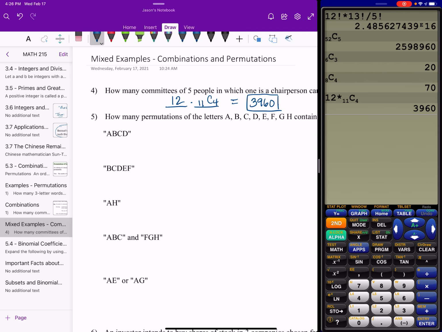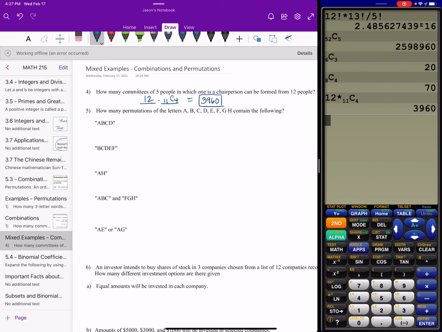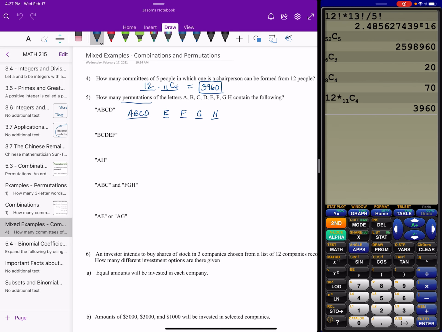So now let's look at picking letters. So we're picking from the letters A through H, and we want to know how many permutations of the letters, so right there that tells us we're going to be using the P notation quite a bit, contain the following. So we want to make sure that our permutation contains A, B, C, D. So that means that we want to put in order A, B, C, D, E, F, G, and H. So what that means, we want to put 5 things in order.